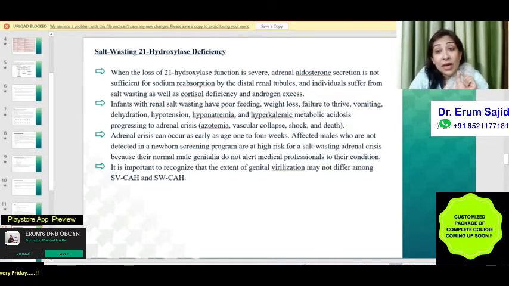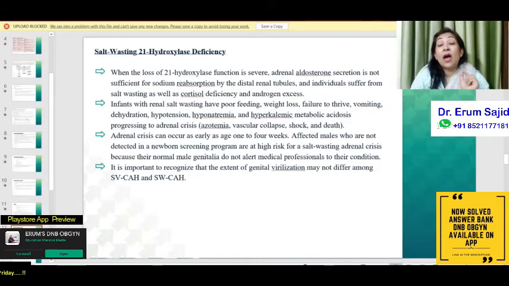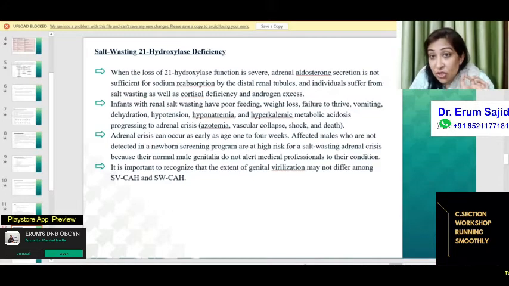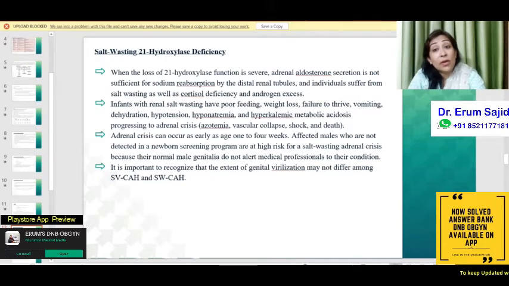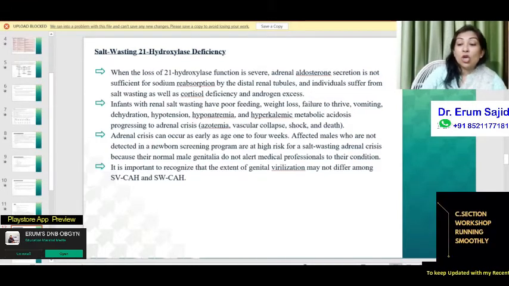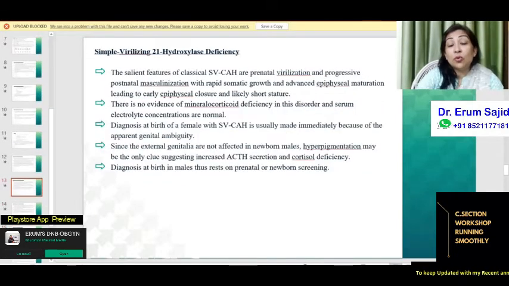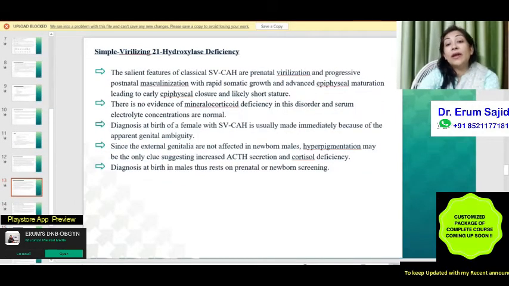Affected males who are not detected in a newborn screening program are at high risk for salt wasting adrenal crisis, because their normal male genitalia do not alert medical professionals to their condition, which is a very important and very powerful statement. It's important to recognize that the extent of genital virilization may not differ among salt wasting and non-classical. So we should be able to handle such cases, and this is why this thing is very, very important.